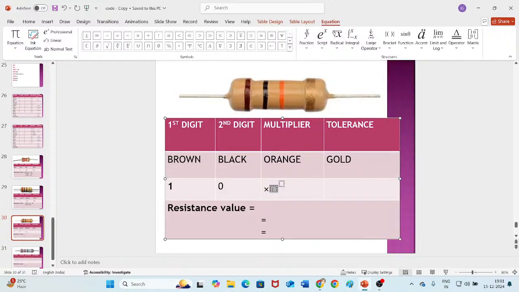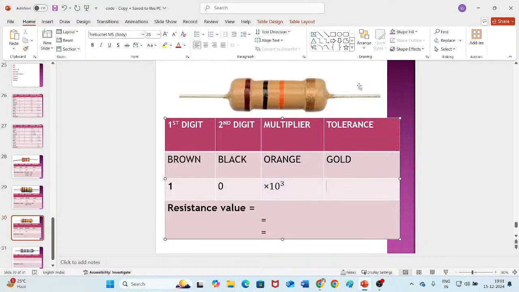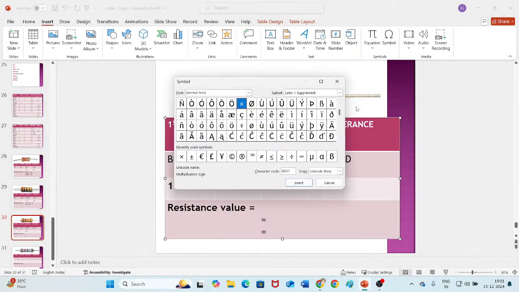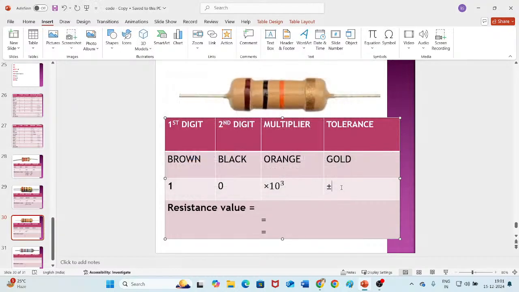So what is it? 10 to the power of what is the orange value? Orange is 3. So what about the gold? Plus or minus? Okay. So 10 to the power of 3, gold is plus or minus, sorry, 5%.